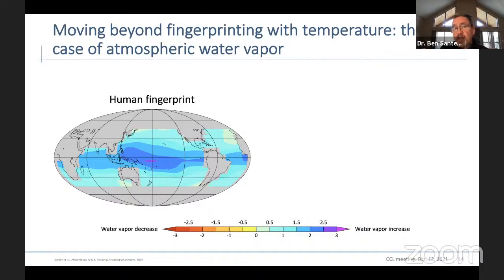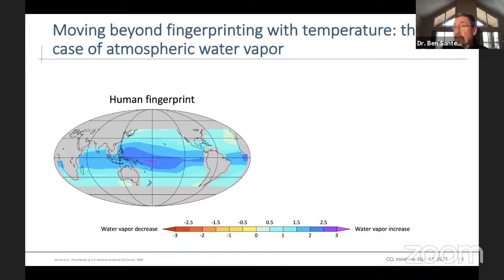And one of the lines of criticism was, you fingerprinters are just looking at temperature. If there really is a human-caused signal lurking in climate observations, you should see it in many attributes of the climate system, not just in temperature. So one of the things our group did in the 2000s is we looked beyond temperature.